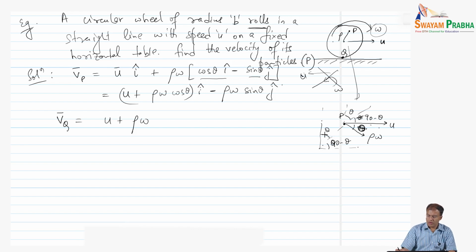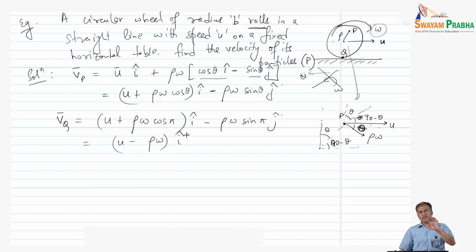So theta is the angle with respect to the vertical. Now when theta is 180 degrees, we are looking at a point which is on the road. So we have cos of pi times i hat minus rho omega sine of pi j hat, right? So this is going to be u minus rho omega i hat.